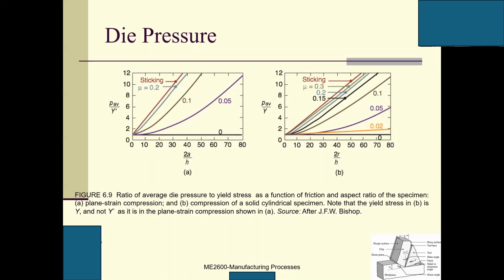For example, if this is my workpiece, its aspect ratio is very high, because the dimension in this plane is much bigger than the dimension in the other direction. So this is called a high aspect ratio specimen. A is the plane strain compression, and B is the compression of a solid cylindrical specimen. It's just a different mu. You can see different frictional coefficients give different curves.